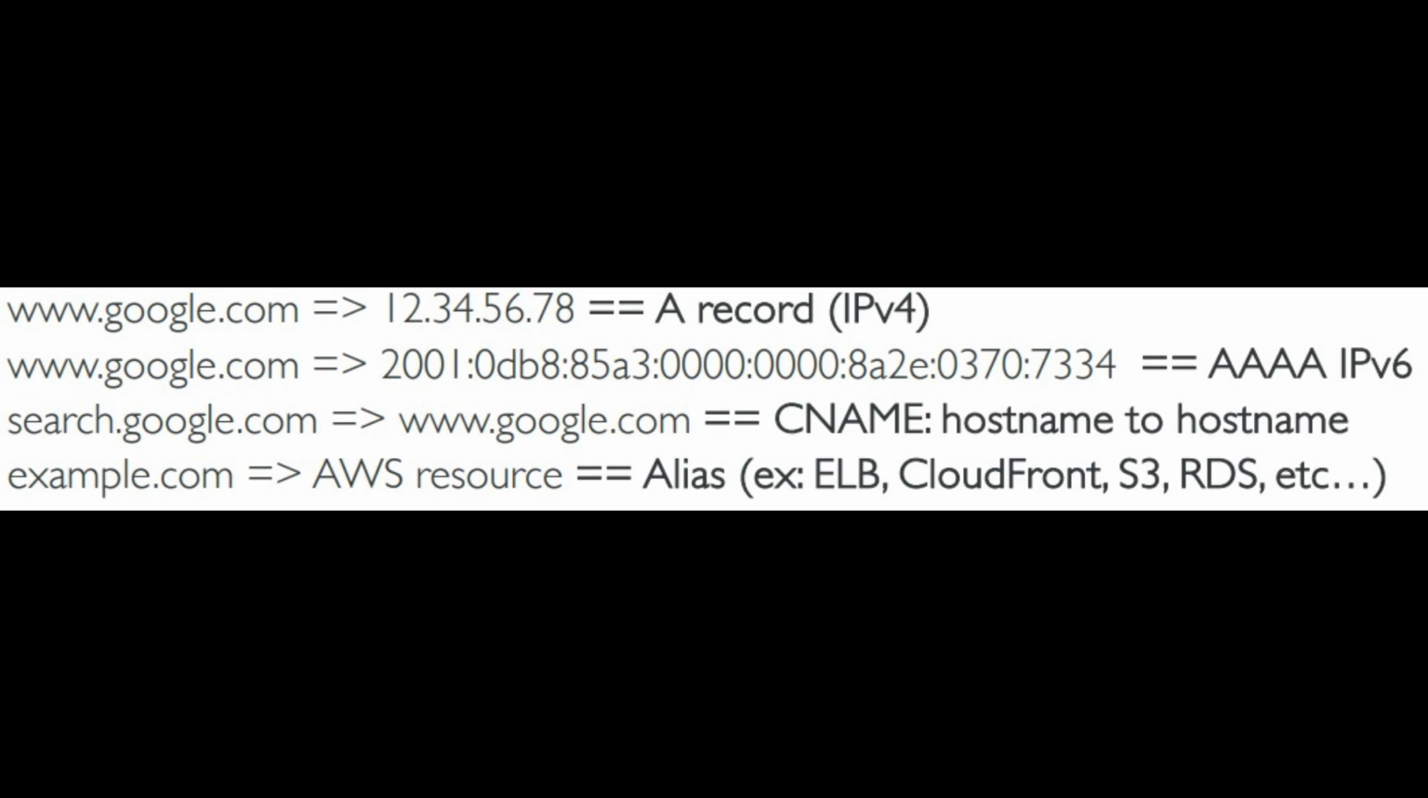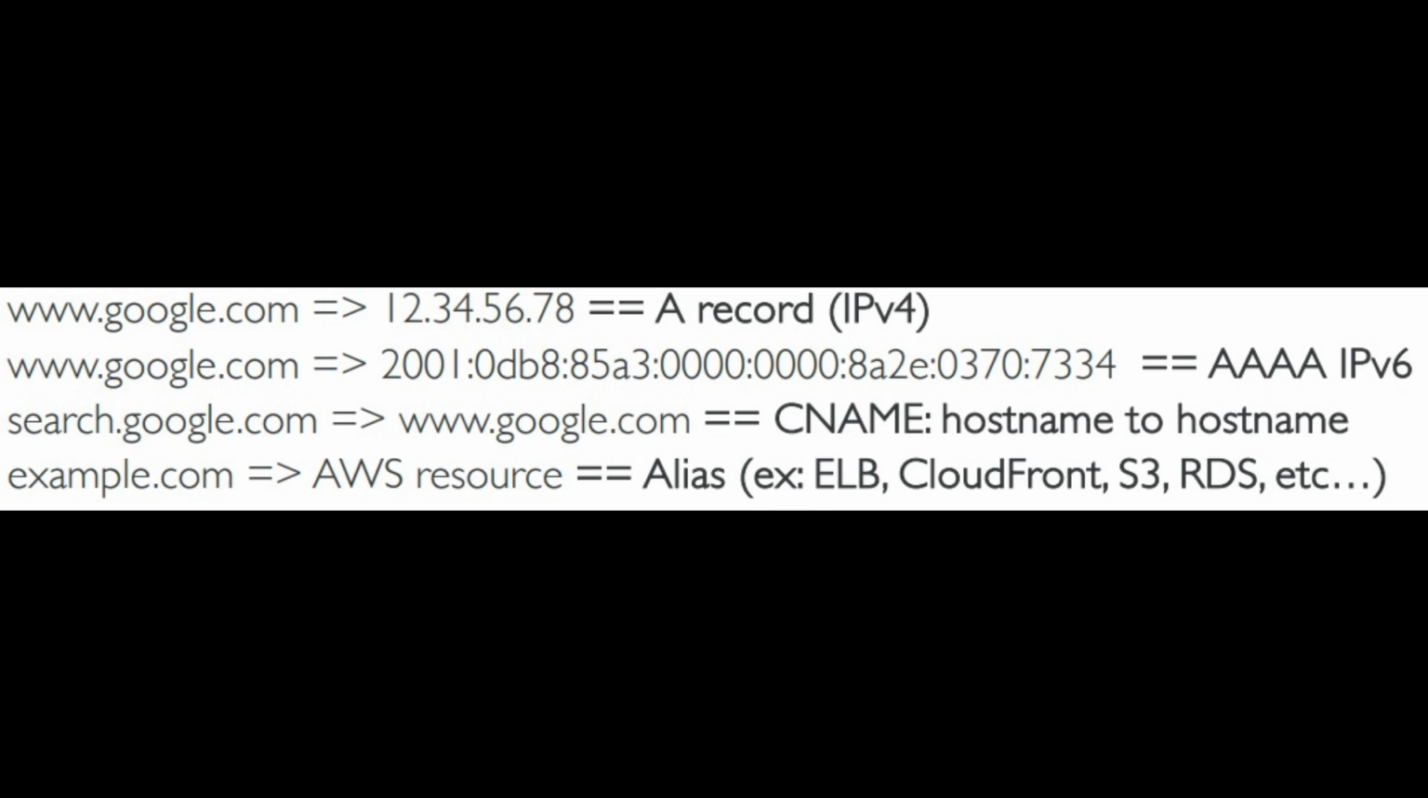Then we have the CNAME record, which stands for canonical name. This type involves mapping one domain name, like search.google.com, to another domain name, such as www.google.com. It's like creating a nickname for your domain.